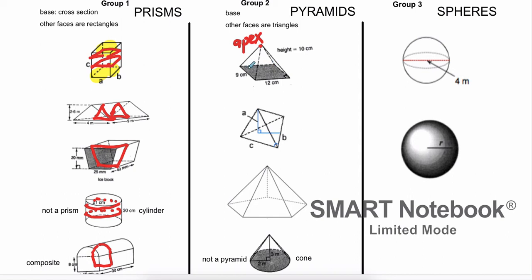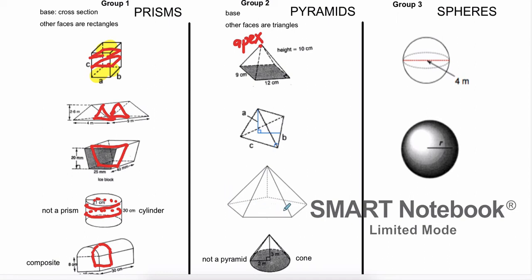So here you have a rectangular pyramid. Here you have a triangular pyramid. This is a special one because all the faces are triangles. Here you have 1, 2, 3, 4, 5, so a pentagonal pyramid, and so on and so on.